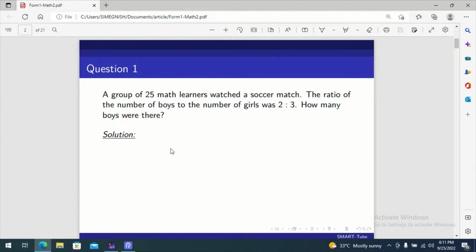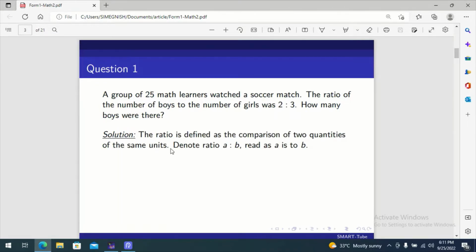So let's first define what a ratio means. A ratio is a comparison of two quantities in the same units. We denote a ratio using the notation a:b, and we read it as a ratio b or a is to b.